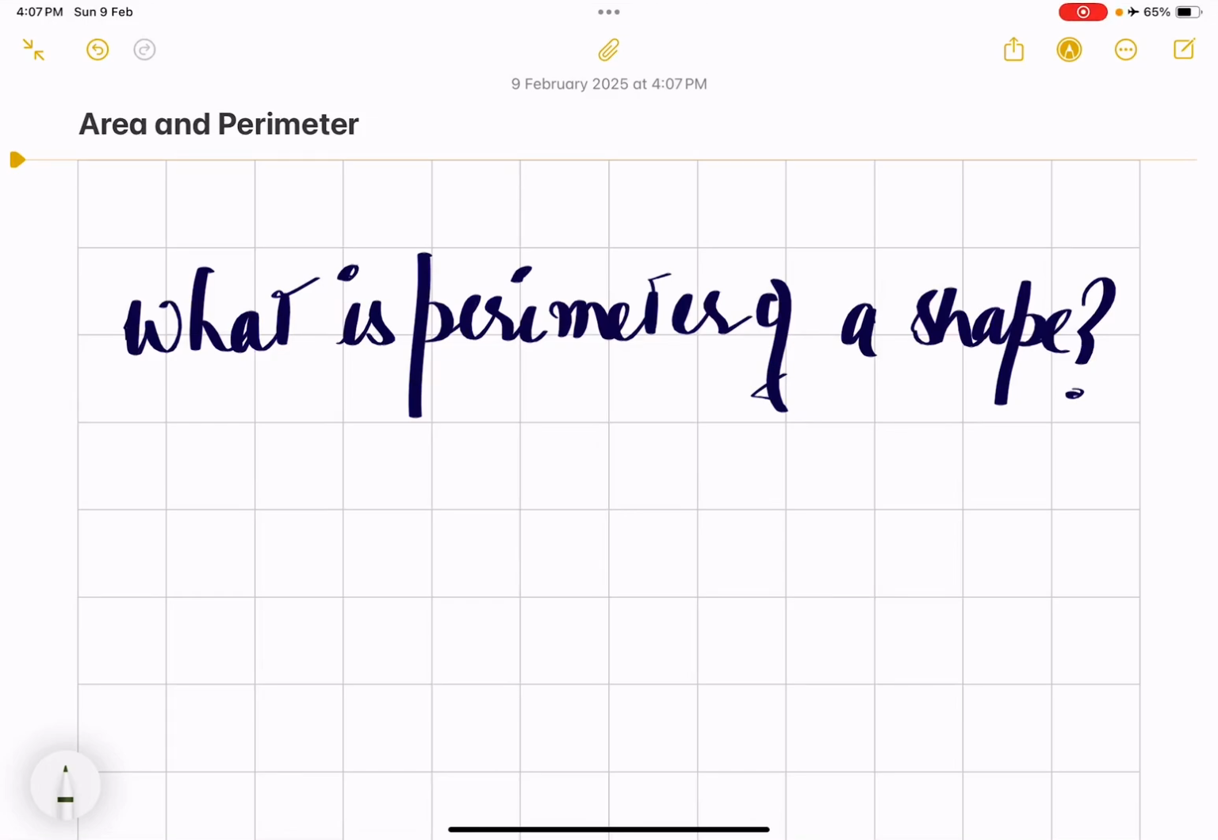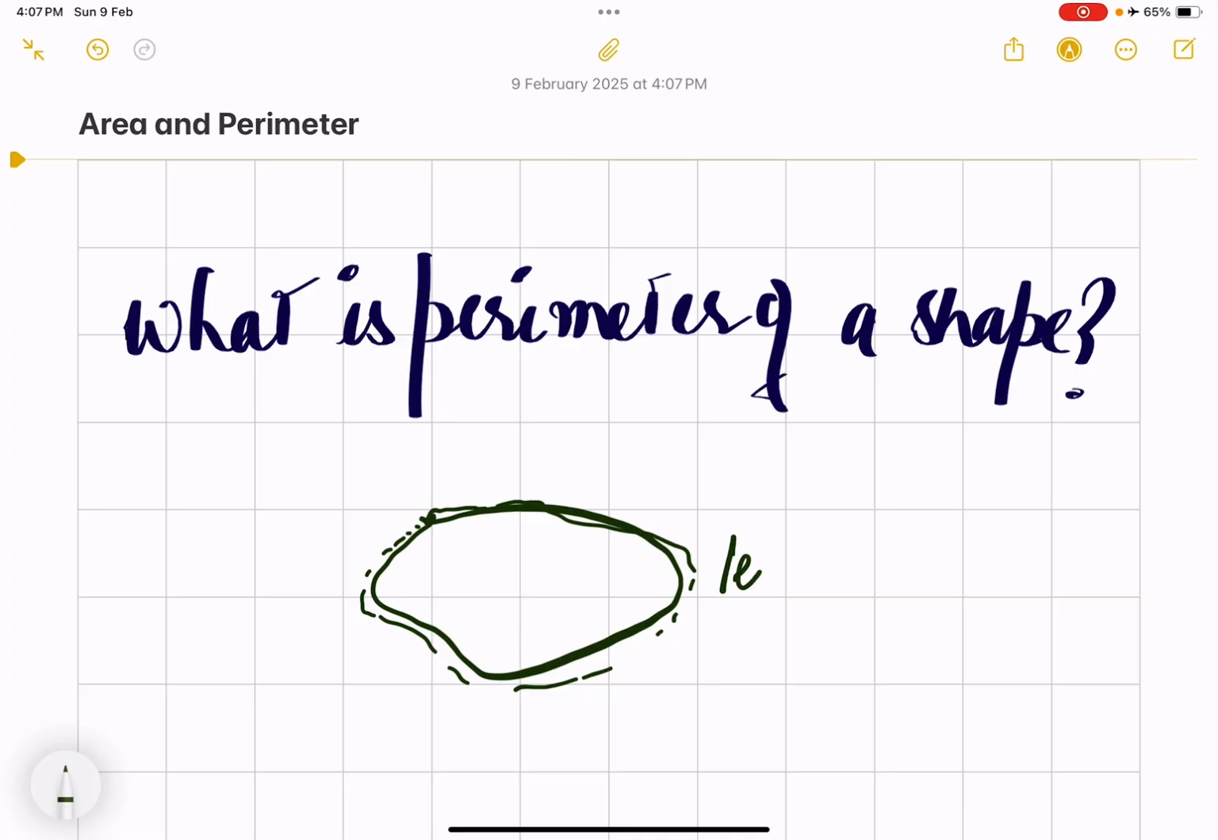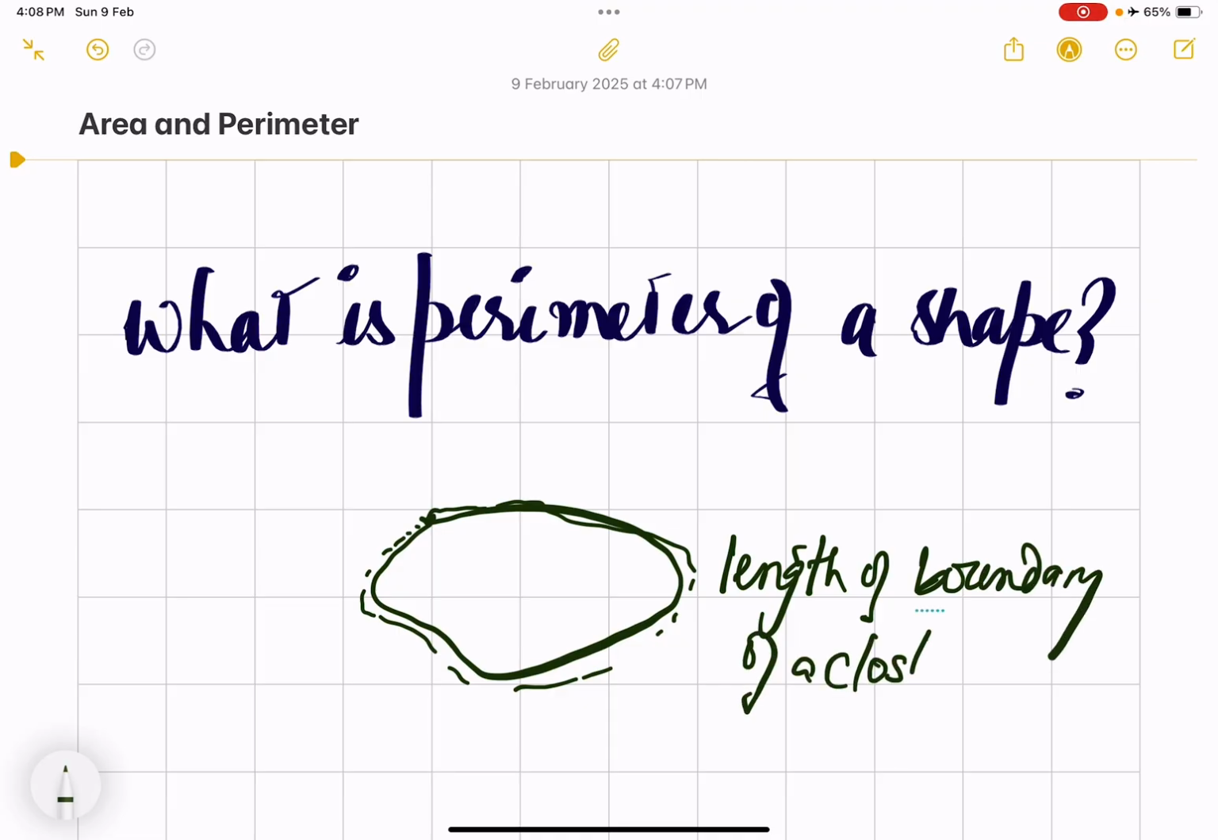The first question to ask is, what is the perimeter of a shape? Let's have a random shape. This shape has a boundary. It goes from here, it covers itself and it closes back. The length of this boundary of a closed shape, that's very important, is known as its perimeter.